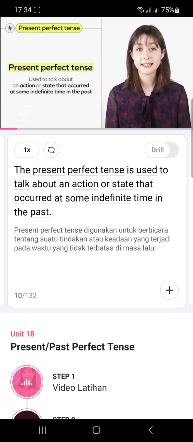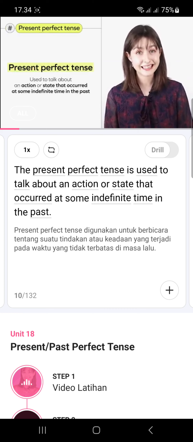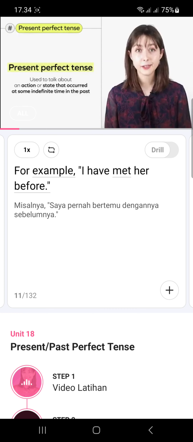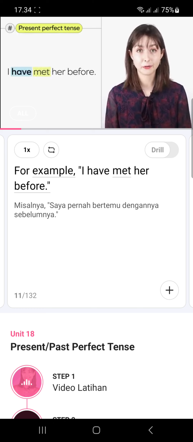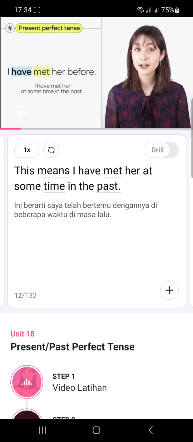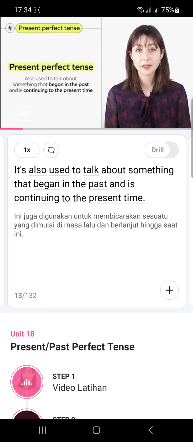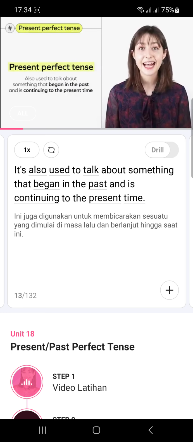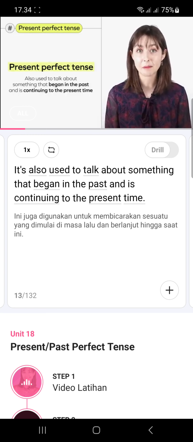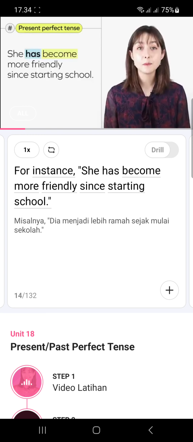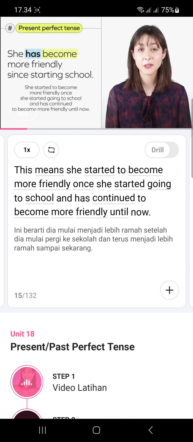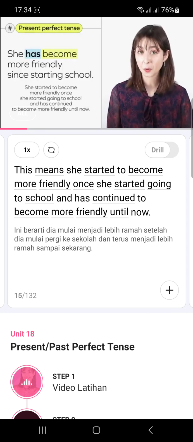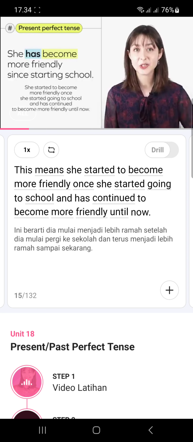The present perfect tense is used to talk about an action or state that occurred at some indefinite time in the past. For example, I have met her before. This means I have met her at some time in the past. It's also used to talk about something that began in the past and is continuing to the present time. For instance, she has become more friendly since starting school. This means she started to become more friendly once she started going to school and has continued to become more friendly until now.